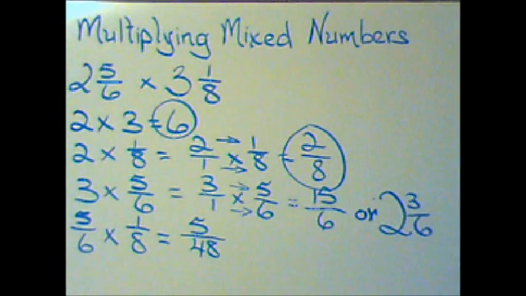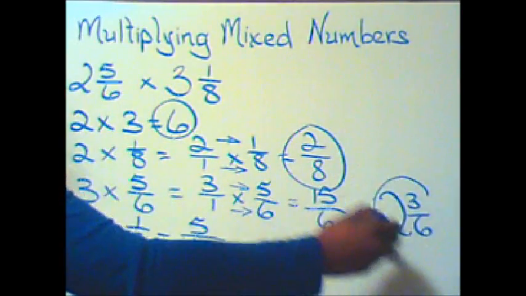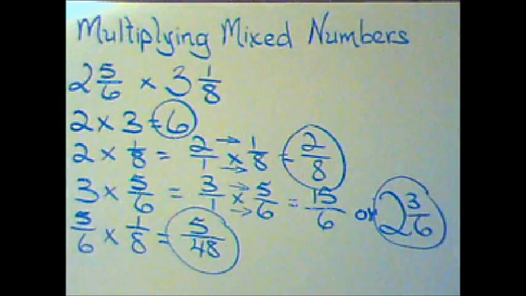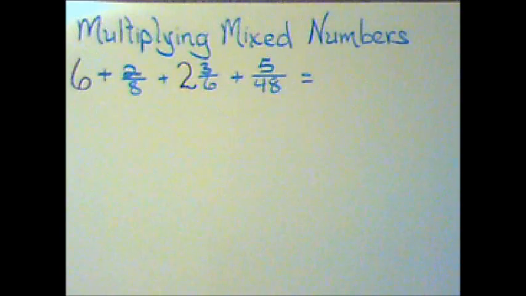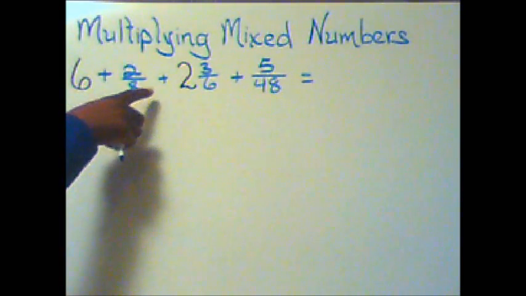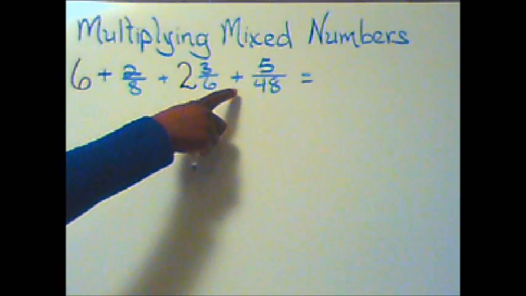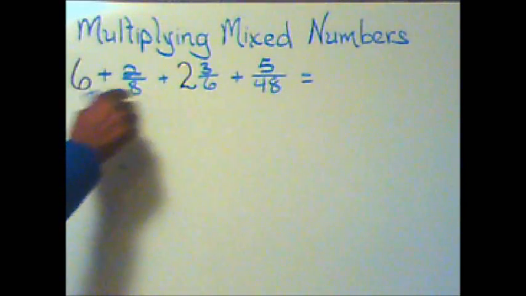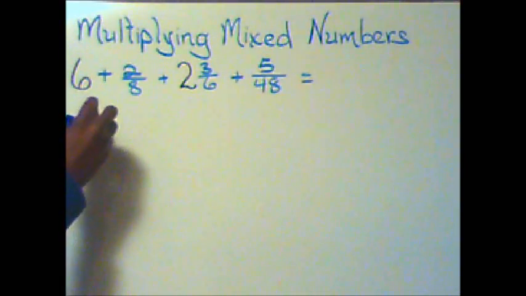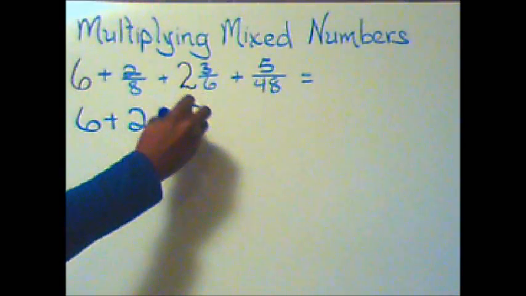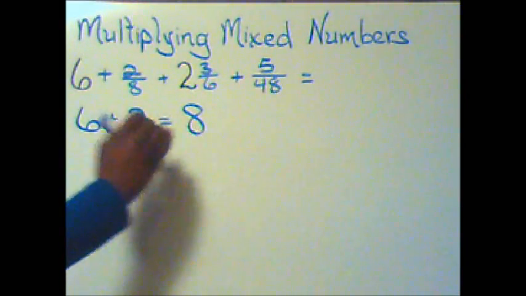So now what I have is everything that I circled, I will add together. So now we're going to add 6 plus 2/8 plus 3/6 plus 5/48. I'm going to start off by adding my two whole numbers together. 6 plus 2 equals 8, but we're not done with this yet.